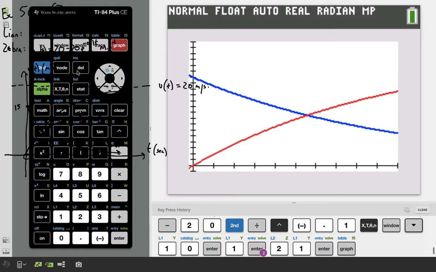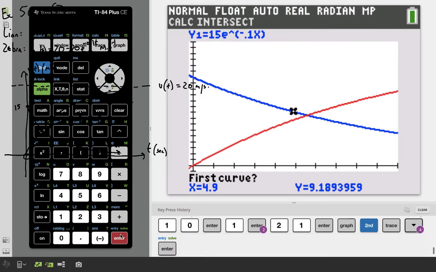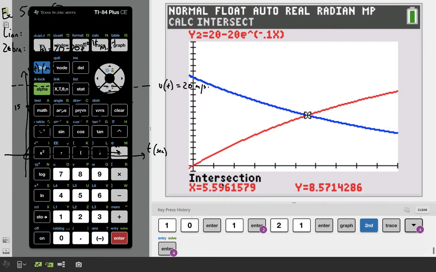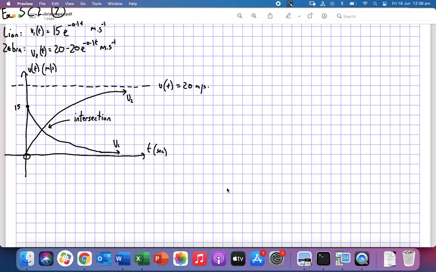So we could find this point of intersection. Second calc, intersect. First curve, second curve, guess. There's only one point. And it's at 5.60 seconds. Okay. Now, if you needed to show working, we're working out an x where the y values are equal. So we need to find out.